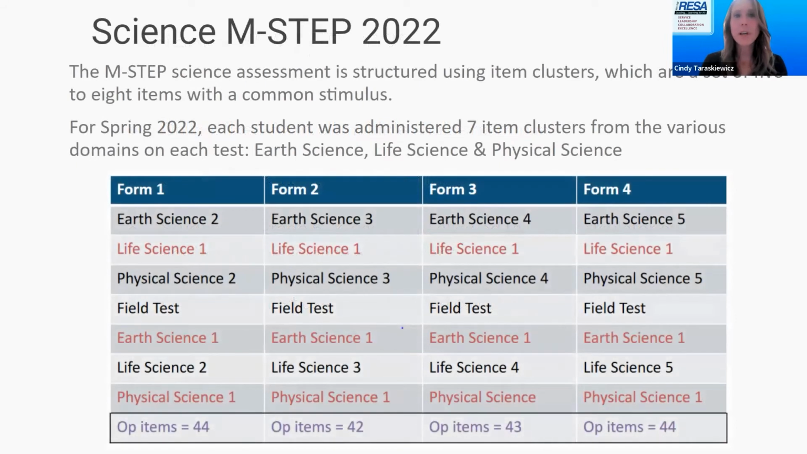This shows how the MSTEP science test is structured. They structure it using item clusters, which are a set of 5 to 8 items with a common stimulus. So for spring 2022, each student was administered 7 item clusters around the various domains of earth science, life science, and physical science. And then they sent out various forms using those different 7 item clusters to the schools.